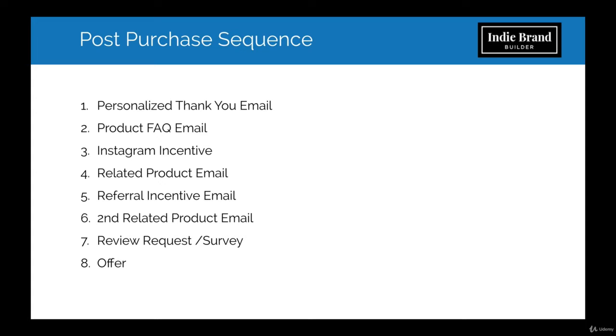The fifth could be what I call a referral incentive email, and that's encouraging people to refer friends or other businesses to your business. Then you can send another related product email. And then you can either do a request for a review, or we actually do a survey. So I'll show you what that looks like. And then finally, we will give them an offer to incentivize a purchase if they haven't made a second purchase already. So again, let's get into MailChimp and I'll show you what all that looks like.